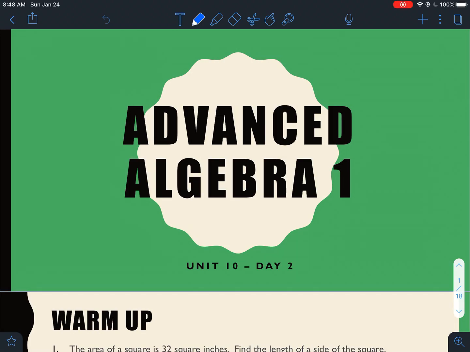These are your notes for Unit 10, Day 2 of Algebra 1. If you would like to see the warm-up, review question, or any homework questions we covered in class today, just look at the finished notes.